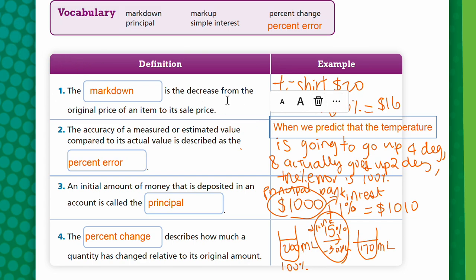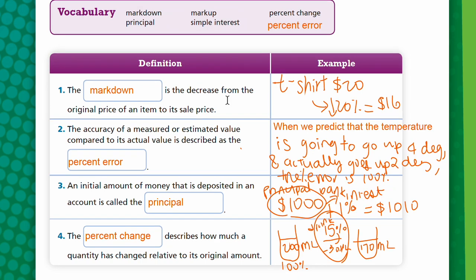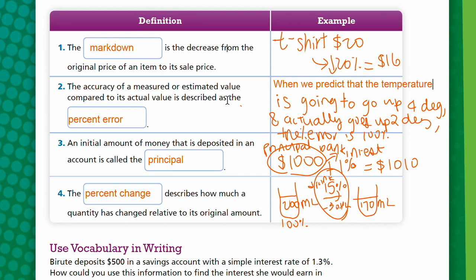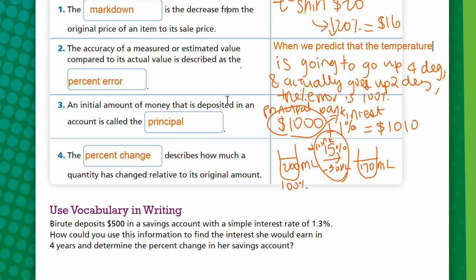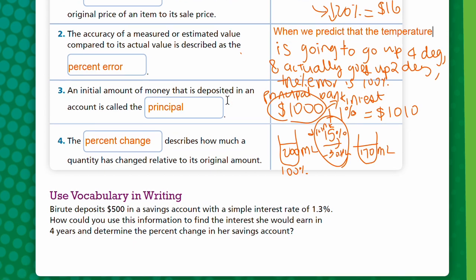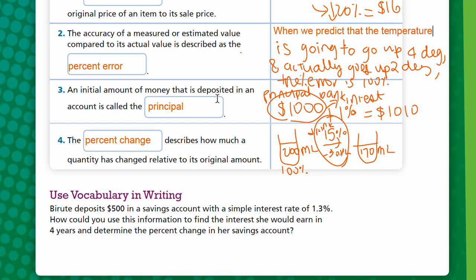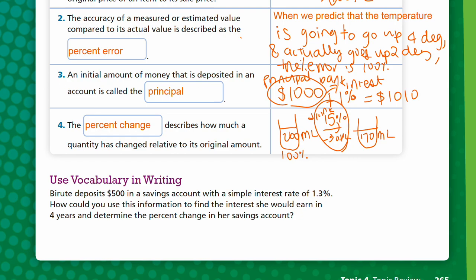Now let's look at the vocabulary in writing. Buyer deposits $500 in a savings account with a simple interest rate of 1.3%. How could you use this information to find the interest she would earn in 4 years and determine the percent change in her savings account? So what's the principal amount? 500. Simple interest rate, 1.3. How do you use this information to find the interest you will earn in 4 years?